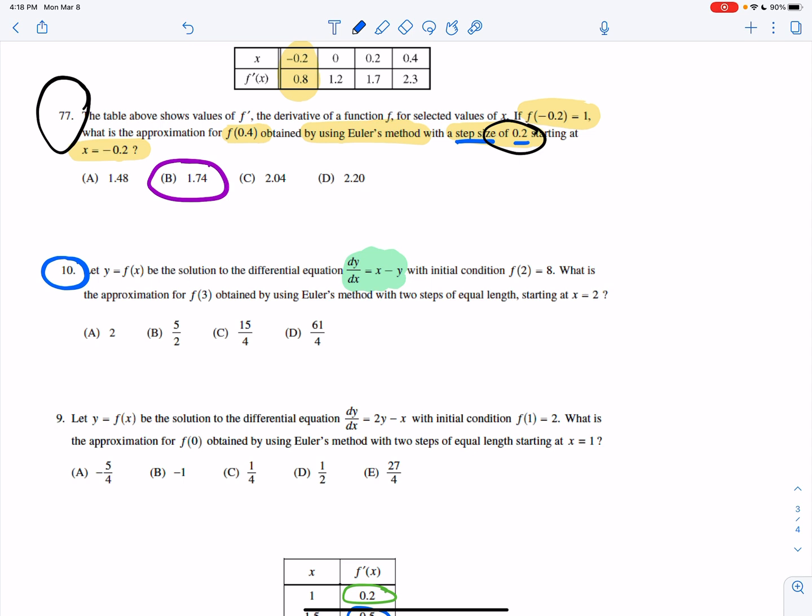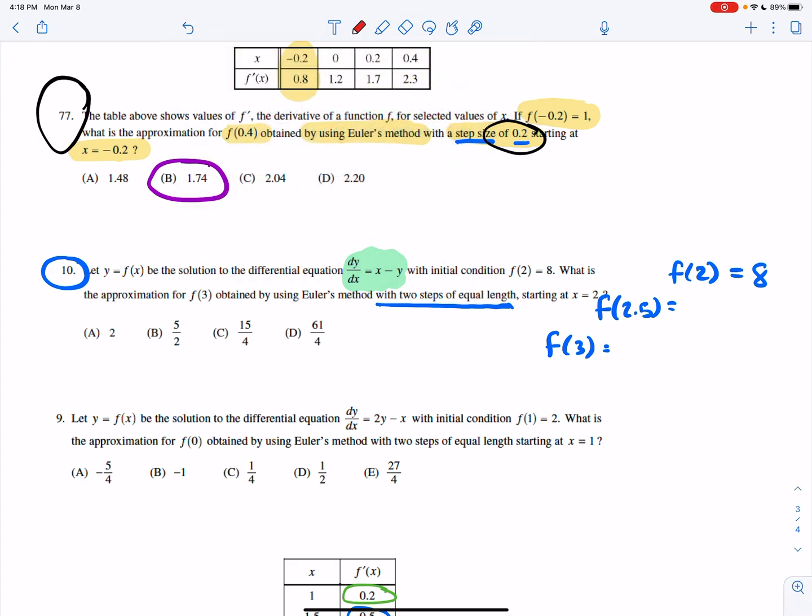here. So we start off with what we know. f of 2 equals 8. Okay, we're trying to get to f of 3 with 2 equal steps. So to get to 2 equal steps, we're going to have to travel by 0.5. So sometimes they don't tell you literally what the step size is, but you guys are smart enough to figure that out, okay?